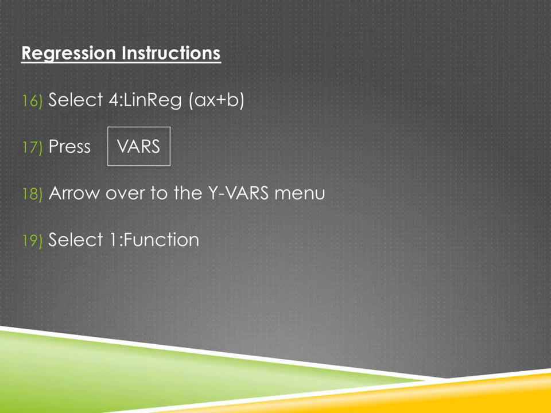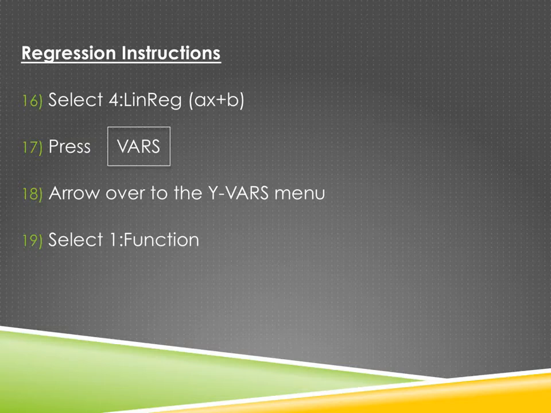So what you do is you hit vars, it's a variables key. It's a Y variable that we're looking for, so we're going to arrow over to Y vars. We're working with functions, so that's number 1, and we're going to plug it into Y1. Now, if I had data in here and I press enter, it's going to work. If I hit enter right now, it's going to tell me error, you don't have any data. I think it's going to say something like error domain, because I don't have any data in there.